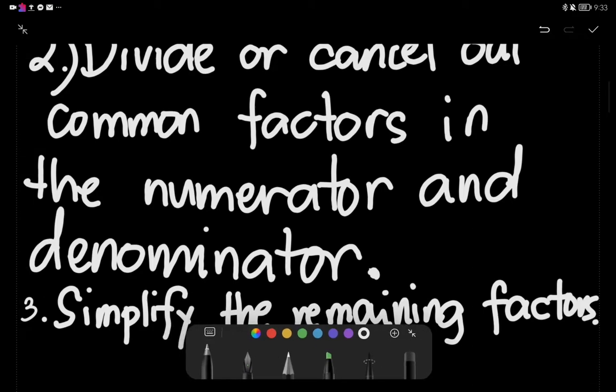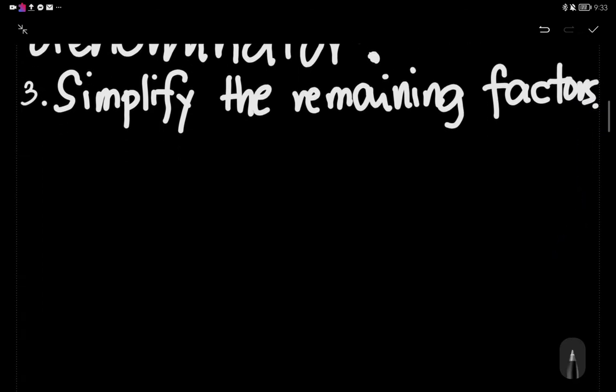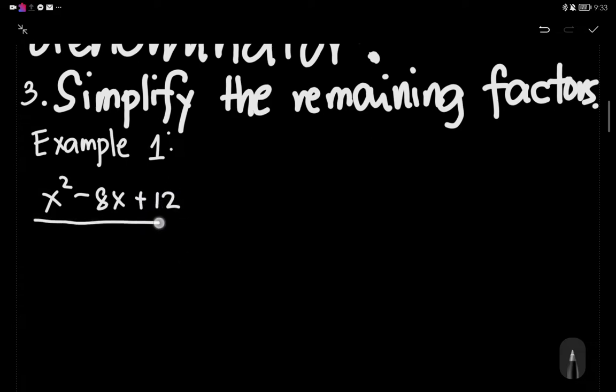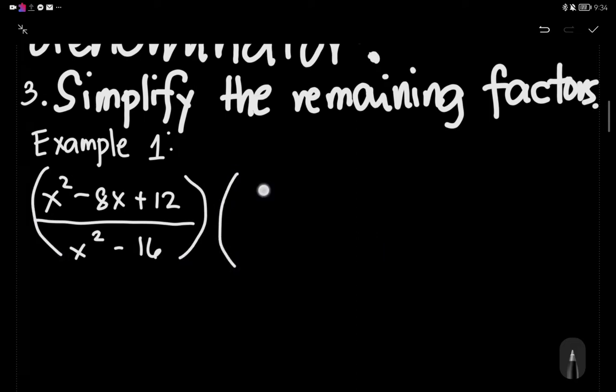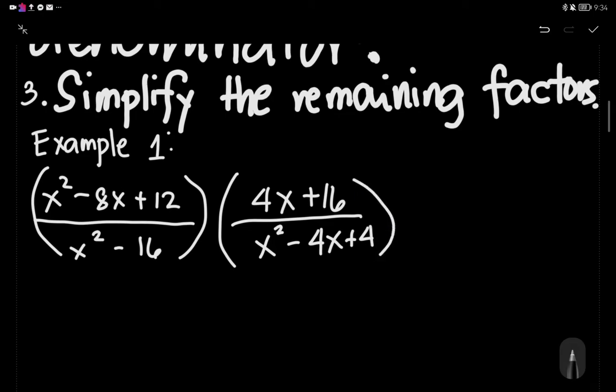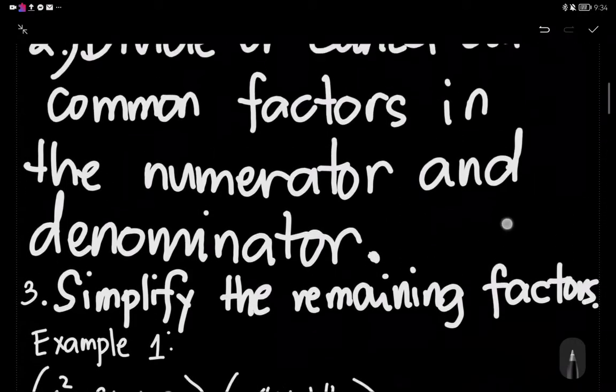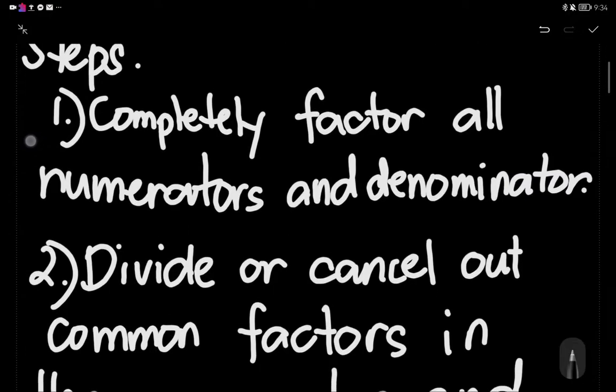Now let's have an example para mapakita unsaon paggamit ang steps. Let's have example number 1. Okay, I have here x squared minus 8x plus 12 over x squared minus 16 times 4x plus 16 over x squared minus 4x plus 4. Now, step 1 is to completely factor all numerators and denominators.